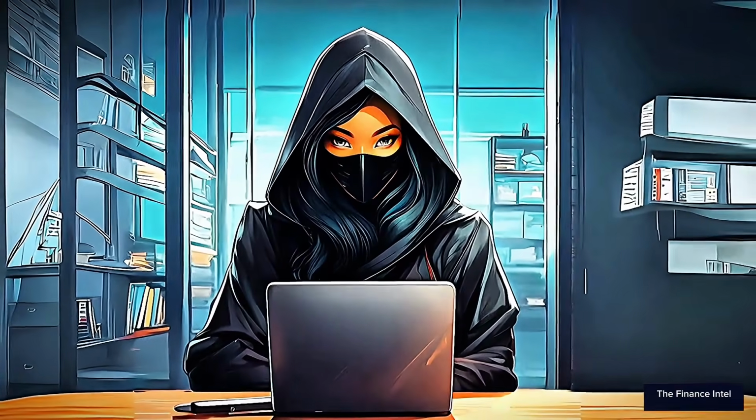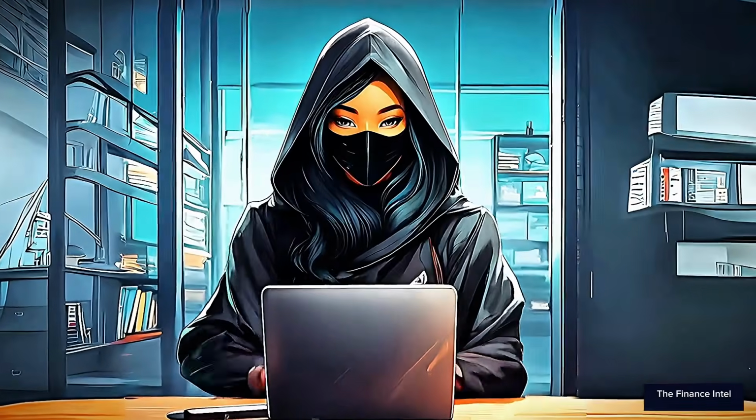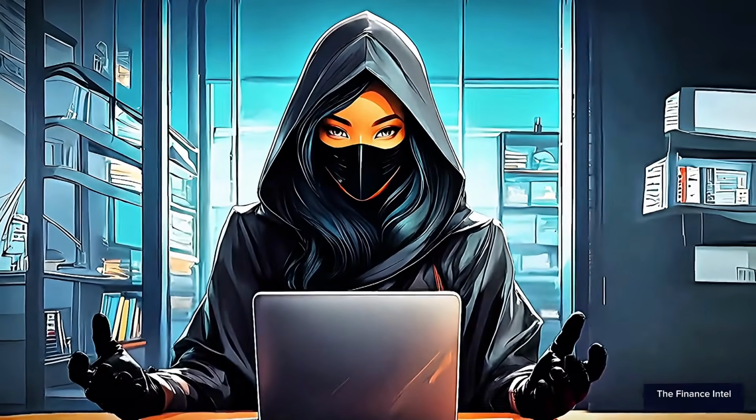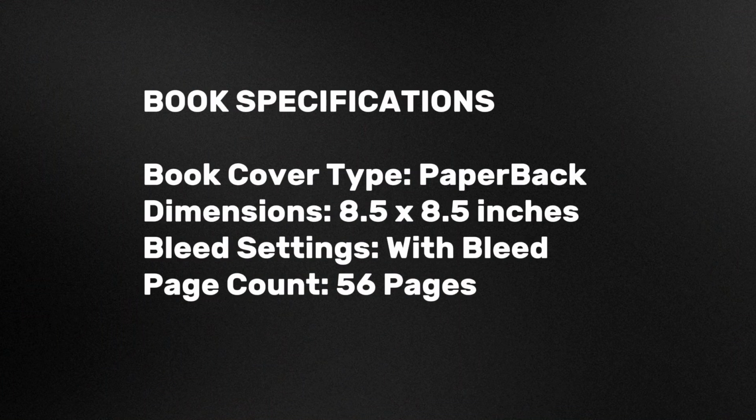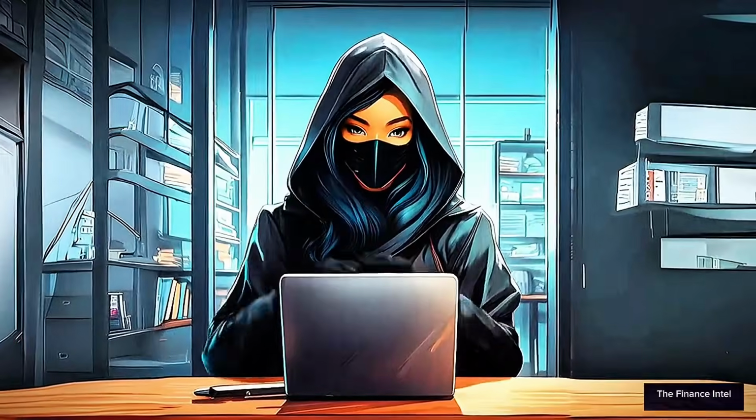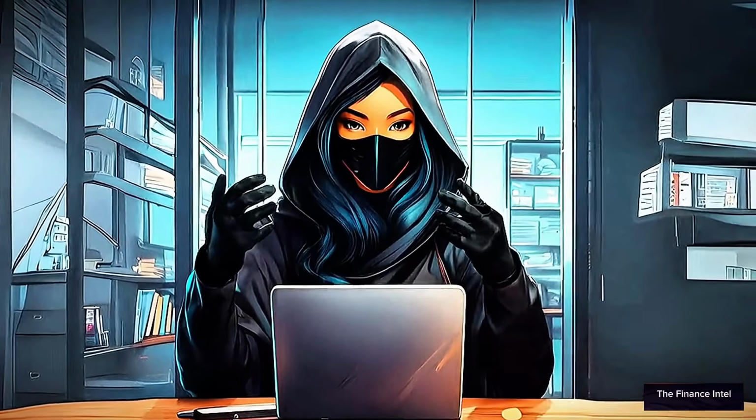Now, the first thing we want to do is get into the book specifications. For the purpose of this video, our book cover type will be paperback, our dimensions will be 8.5 by 8.5, our bleed settings will be with bleed, and our page count is going to be 56 pages.